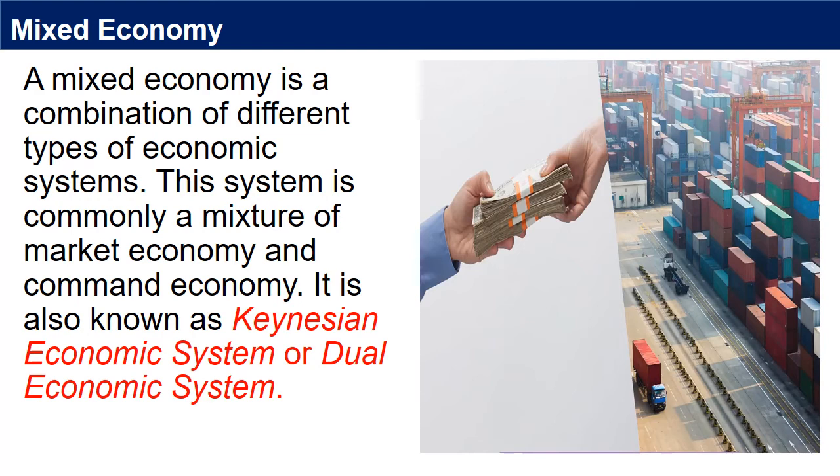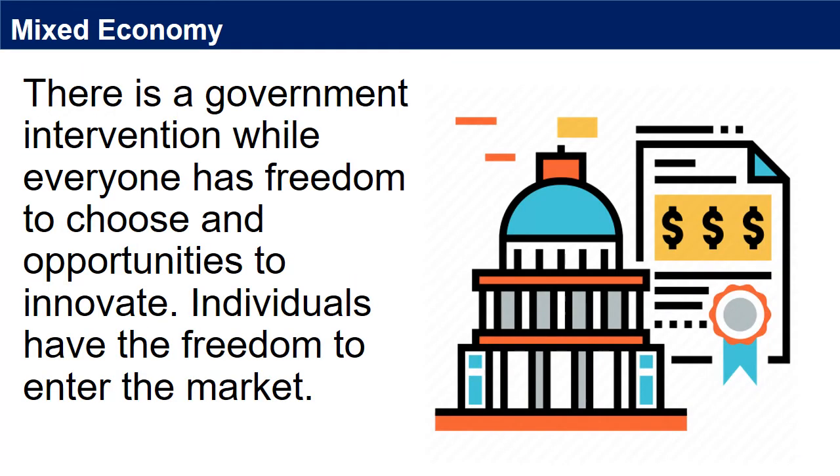It is also known as Keynesian economic system or dual economic system. There is government intervention while everyone has freedom to choose and opportunities to innovate. Individuals have the freedom to enter the market. Unlike the free market where the price is formed by supply and demand, in this system the price is controlled as there is the motive to make a profit without sacrificing social welfare.